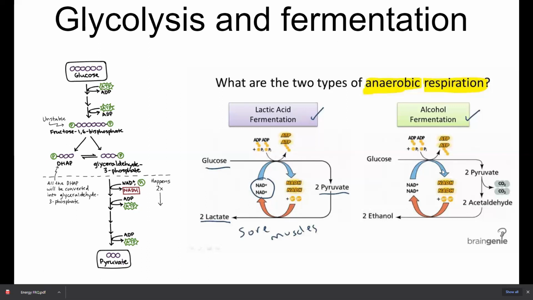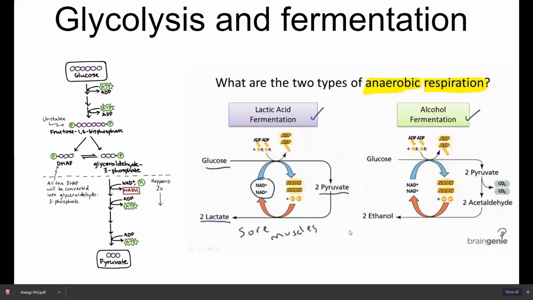So that's lactic acid. Now, if you were, say, a yeast or certain types of prokaryotes, you could do alcohol fermentation where ATP, again, is generated. And then that pyruvate gets converted into acetaldehyde and then ethanol. It generates CO2, which is why we could make beer and bread. And again, that NADH gets converted back to NAD+, which is needed for the glycolysis part of fermentation.